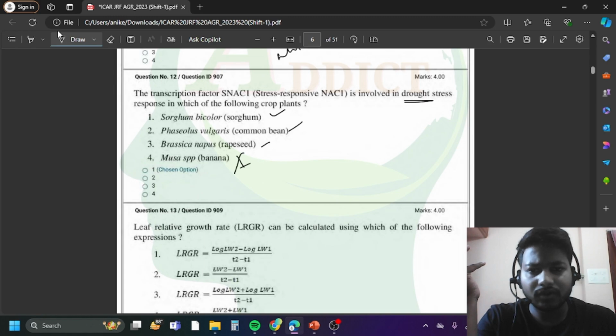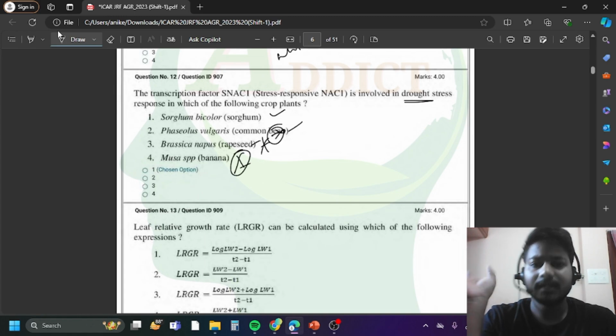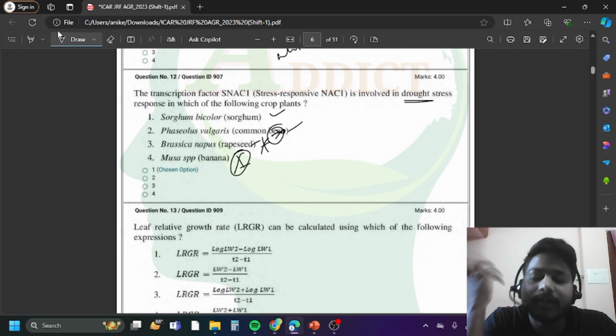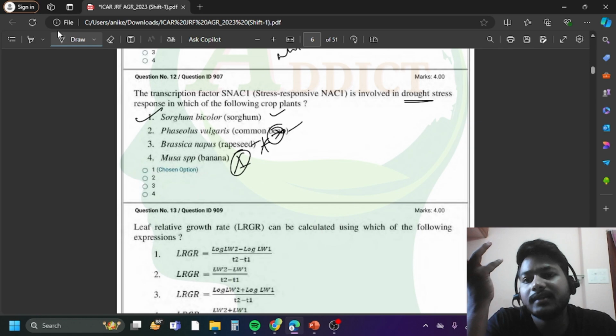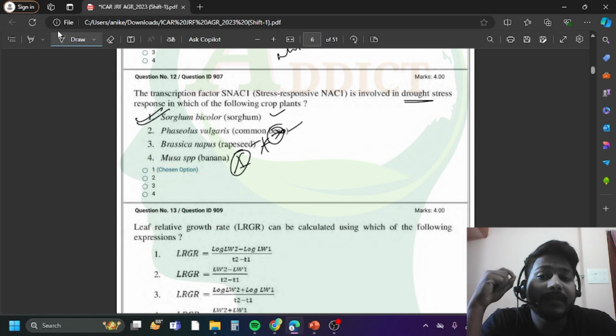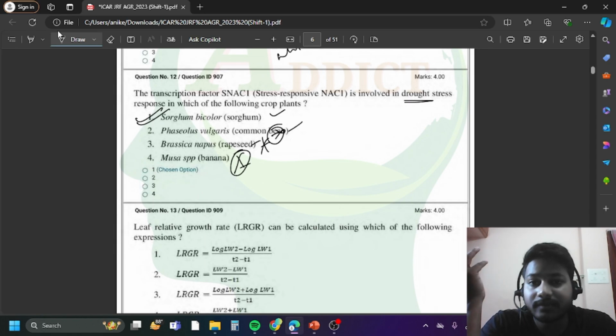Banana is not possible at all, rapeseed and common bean are not at all possible. So only one option is left, that is sorghum, and we know that sorghum is a drought stress response plant. See, I didn't know this and I just guessed it would be sorghum by removing all the other options. To come to this level, you need to be knowledgeable in various types of crops. For example, banana, what is the water requirement of banana? It is 2500. Rapeseed is also water responsive, it cannot be grown in drought. Common bean is a green vegetable and requires water. So you need to keep this type of small thing in your mind so that you can easily identify the correct answer even if you don't know the answer.